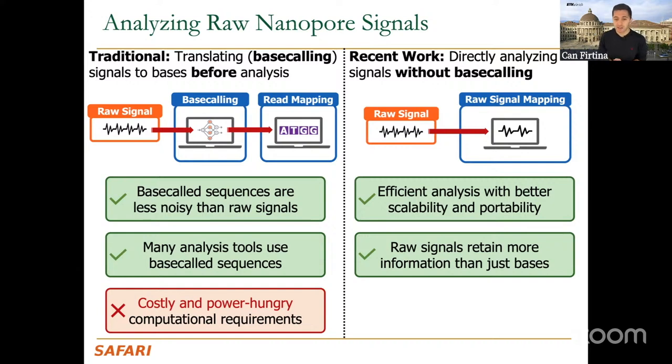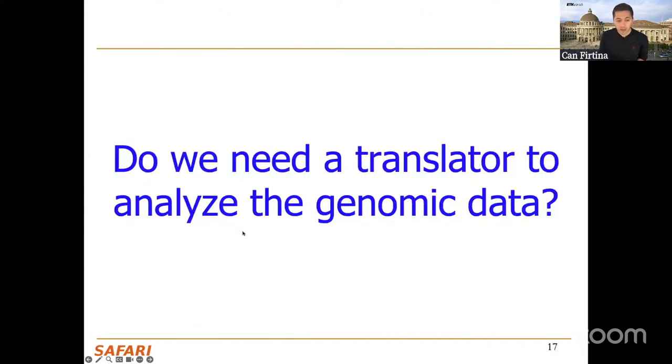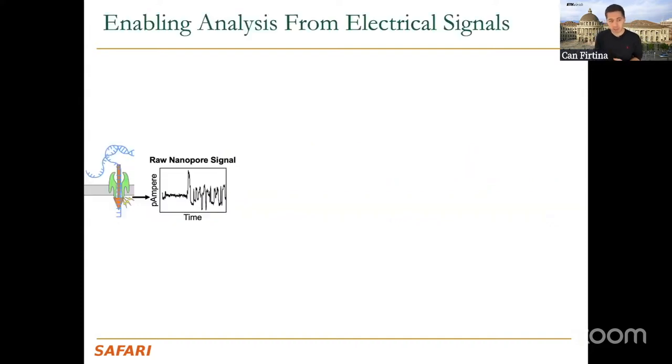So this is important, rich information that we are losing unless you design your basecallers in a way that also extracts this rich information and then outputs it in the base call data. So yes, this is the question that we ask: do we need a translator to analyze the genomic data? And the answer is not necessarily. I'm not saying no in a deterministic way, but it is not necessarily, it depends on the application that you're using.